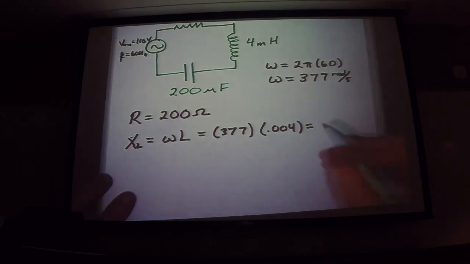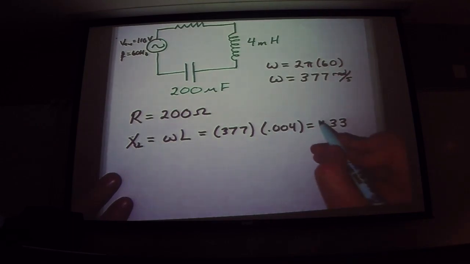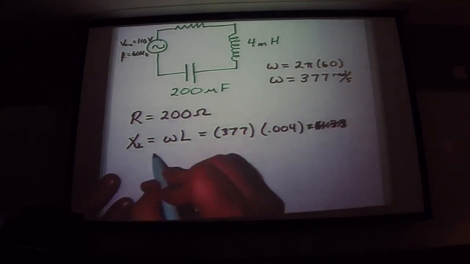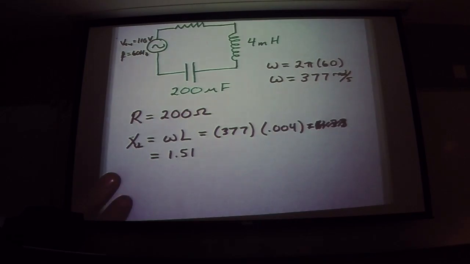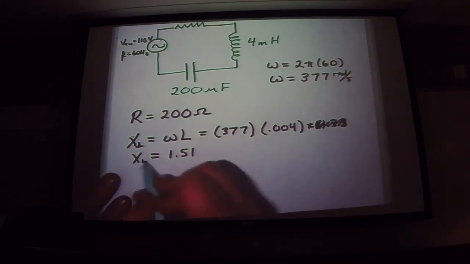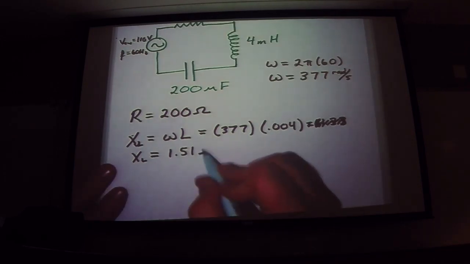1.33? 1.51. Okay, I'll just say 1.33. Oh, 51. Huh? He said 51. 51.1, okay. No, 1.51. Dang. 1.51. 33 never came in. There we go. Perfect. All right, units. Henry over second. Ohms.